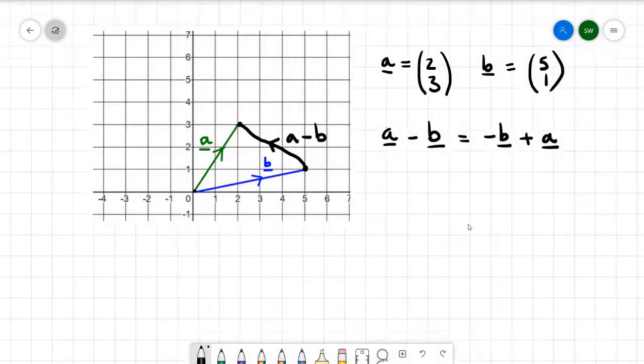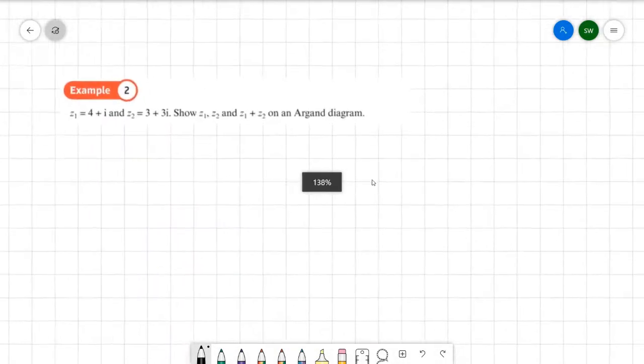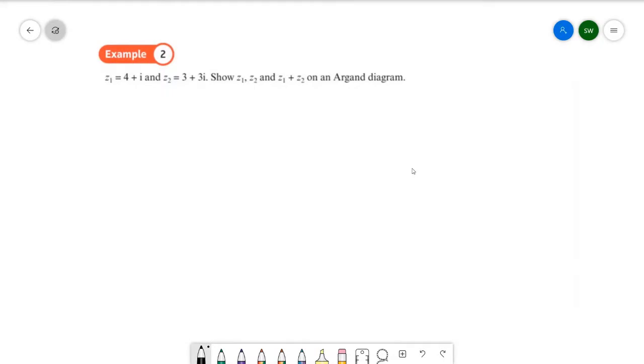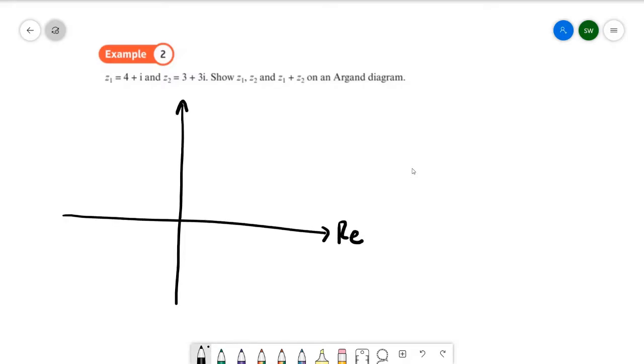So let's look at an example of using this but with complex numbers. We've got two complex numbers here, and let's draw them in the Argand diagram. We've got our real axis and our imaginary axis, and let's plot 4 plus i. So 4 plus i is somewhere here. The real part's 4 and the imaginary part's 1, so that's Z1. And Z2 is 3 plus 3i. So we're going to go to 3, and up to 3 here. So we've got our complex number Z2 here.